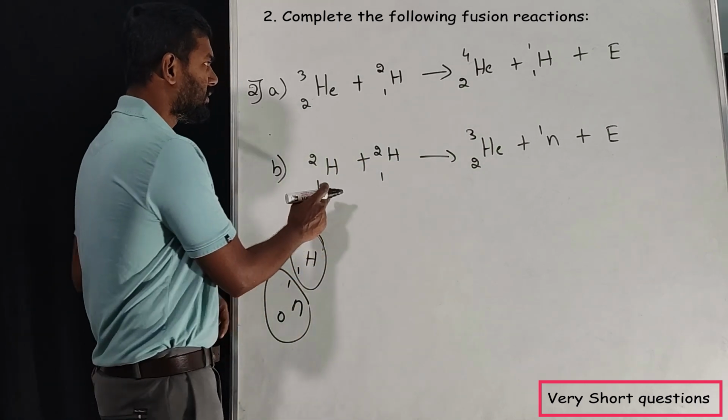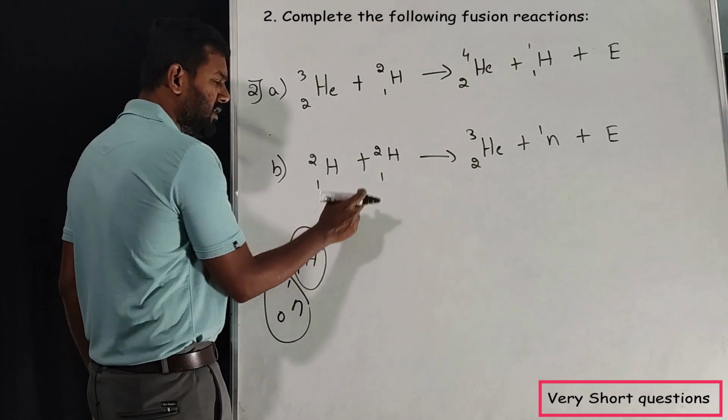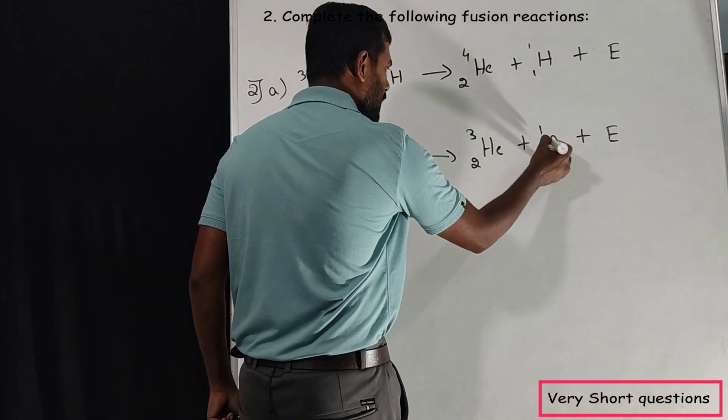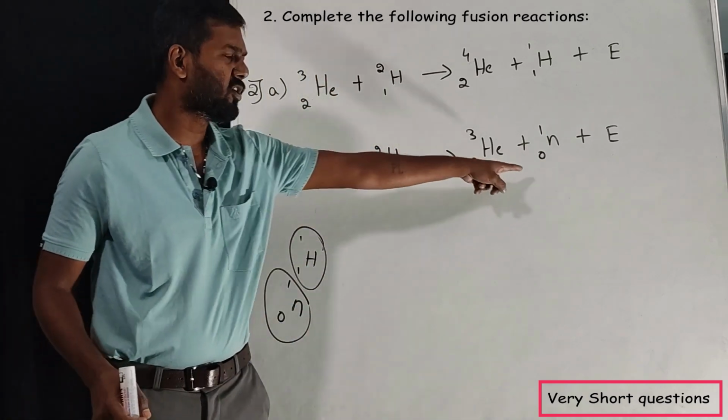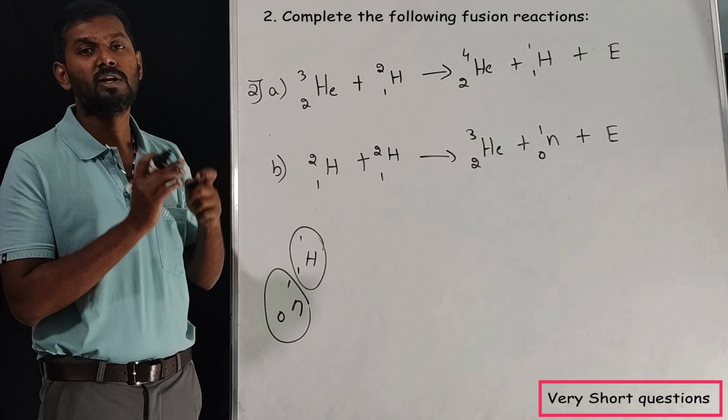Now we'll go for this one. Okay, atomic numbers. 1 plus 1, that is 2. 2 is already here, and we know for neutron it is always 0. If you get 0, that is perfect. So this is how you solve the fusion reactions.